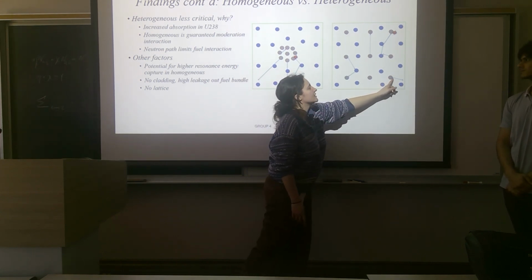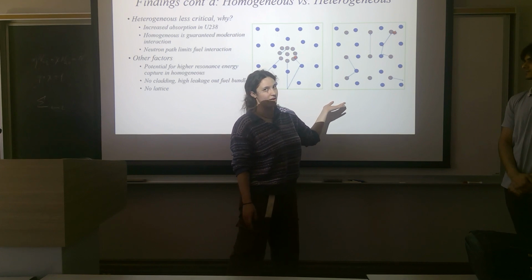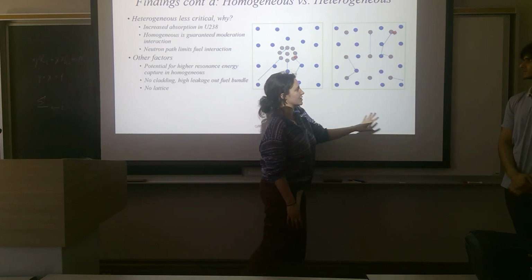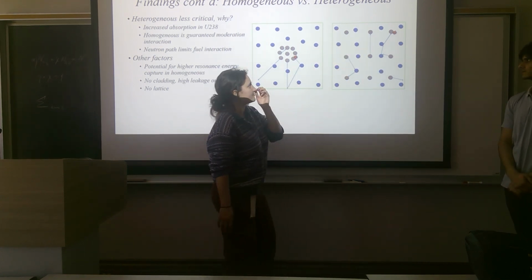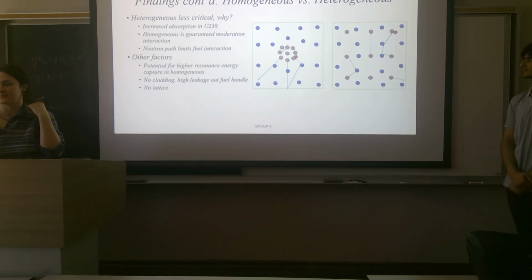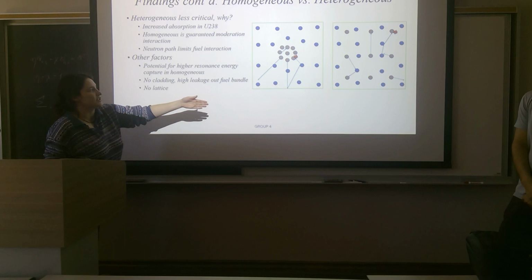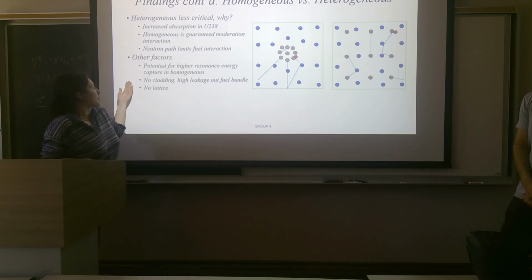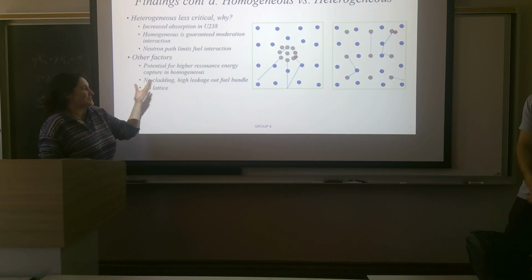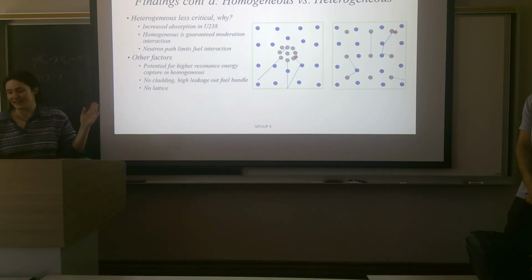And then of course there's still leakage on the boundary, which we saw because there's more fuel in general near the boundary. Other factors affecting this as well are that with heterogeneous, usually you have cladding or some sort of shielding around the fuel bundle, and we do not have that.